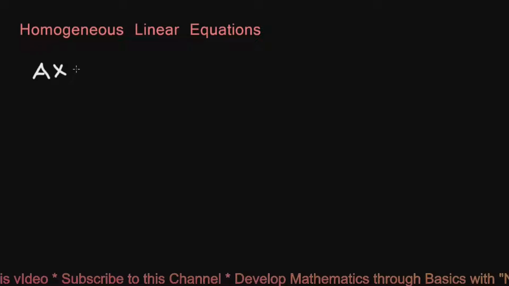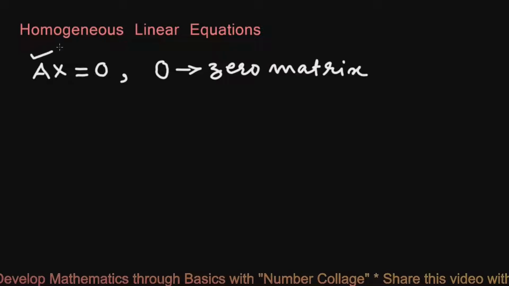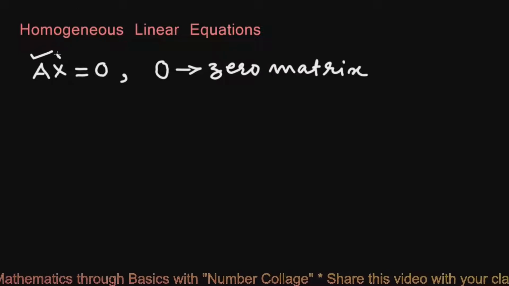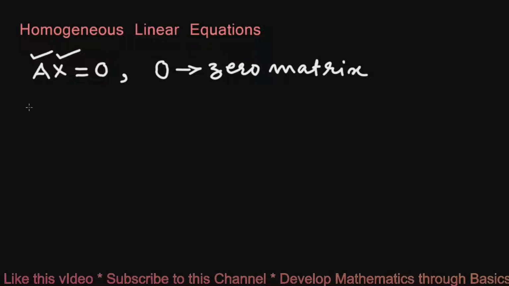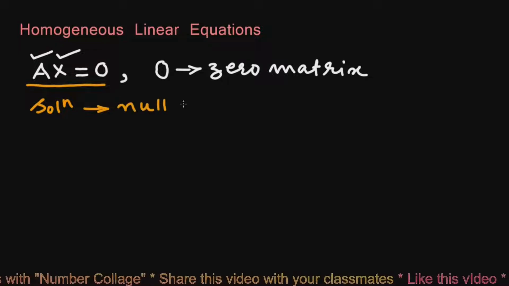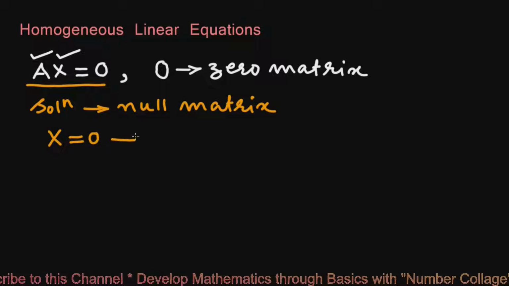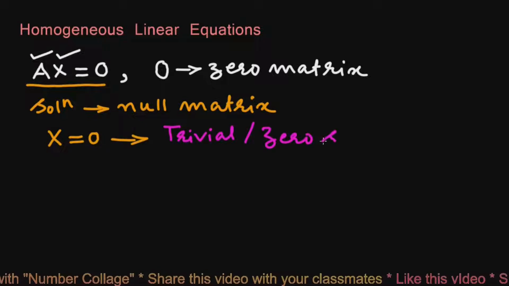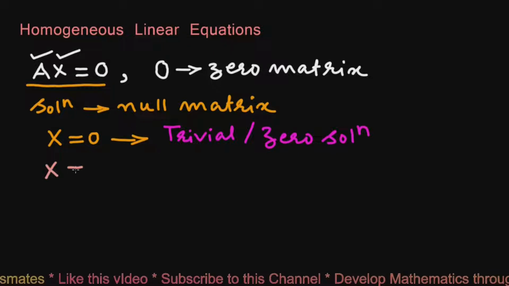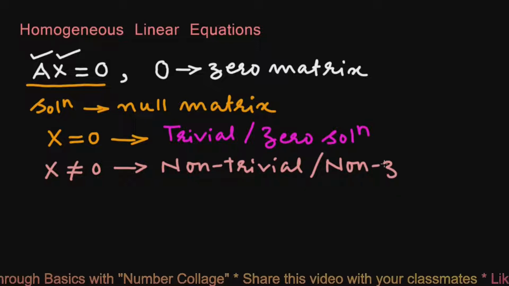A set of homogeneous linear equations can be written in the matrix form as Ax equals O, where O is a zero matrix, A is the coefficient matrix, and X is the matrix of the unknowns. Obviously, the solution of this equation will be a zero matrix or a null matrix. Therefore, the solution x equals 0 is called trivial solution or zero solution, and the solution x not equal to 0 is called non-trivial or non-zero solution.